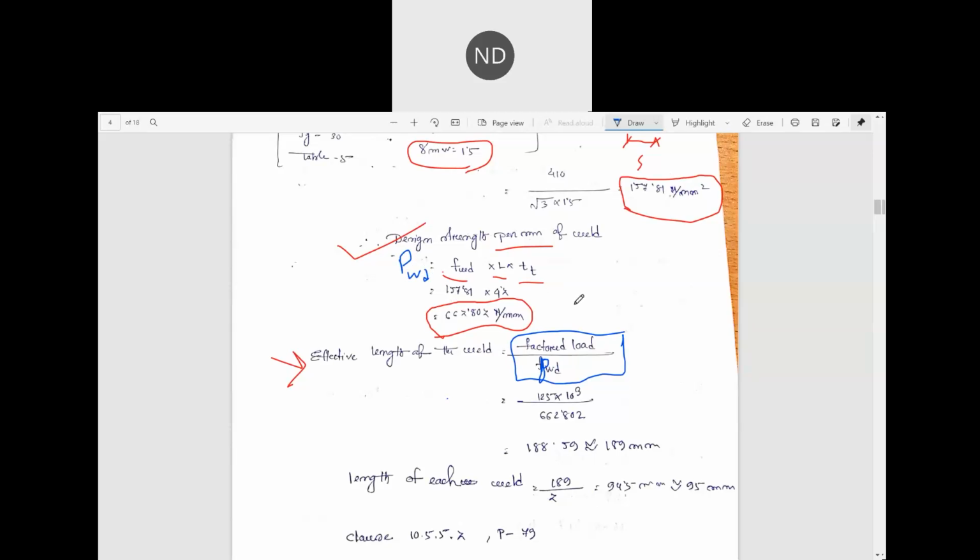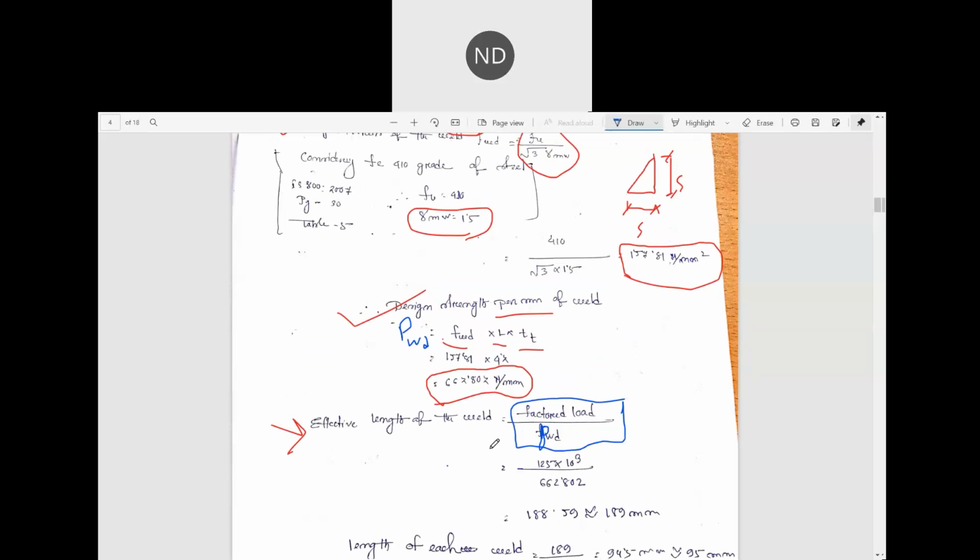PWD design strength. Then we divide the factored load by it to get the effective length. How do you find your effective length? We find it by dividing the factored load by the design strength per mm length. So we got our effective length to be 188.59 mm. That means we can take it to be 189 mm, right? See this one, this 189 mm.